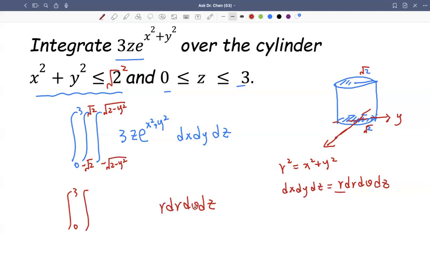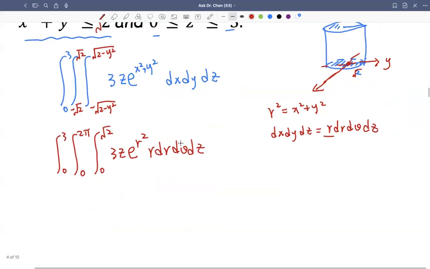Since we have a circle, the angle goes from 0 to 2 pi. And r goes from the center, the origin, 0, to square root of 2. The integrand still has 3z, but now e raised to x squared plus y squared we write as e raised to r squared. So now we're in cylindrical coordinates, and this is easy to integrate, because all the lower and upper limits are numbers.